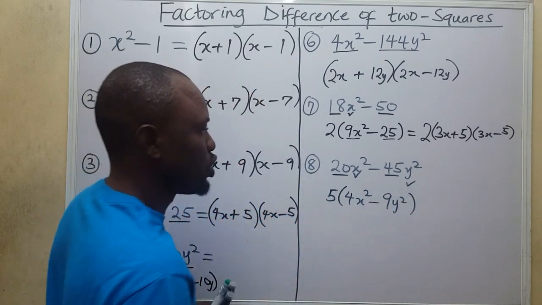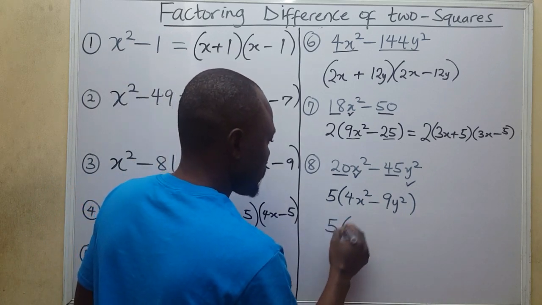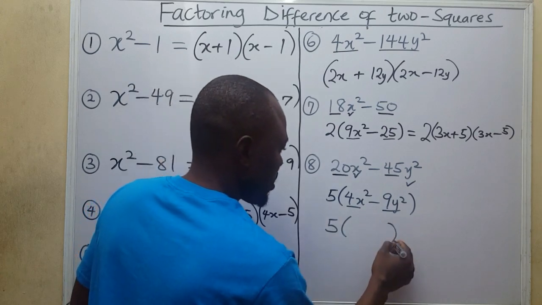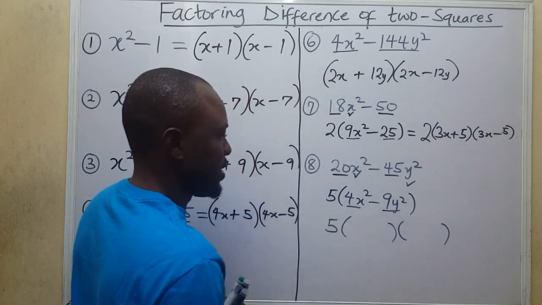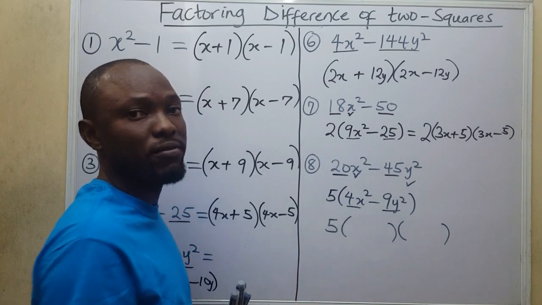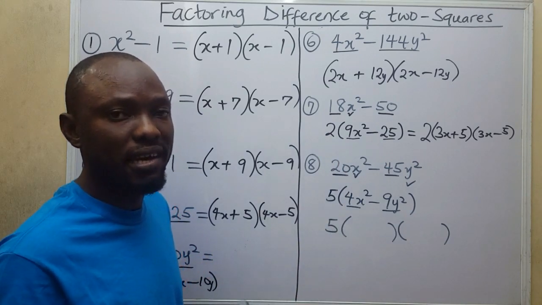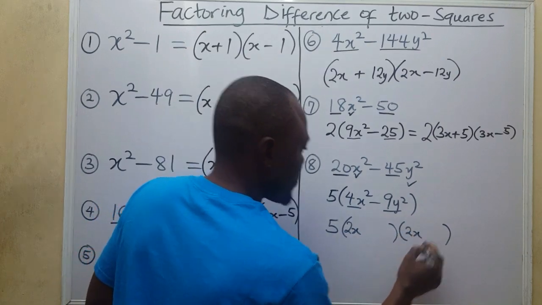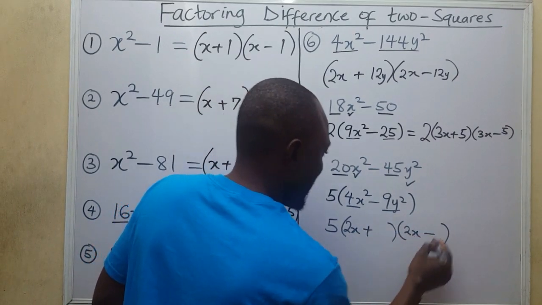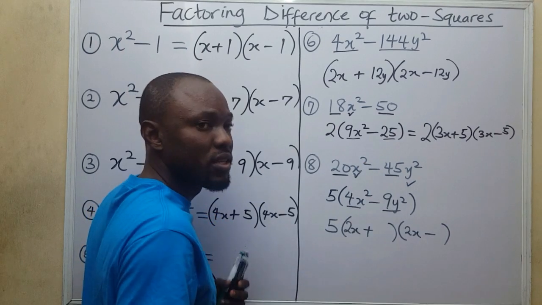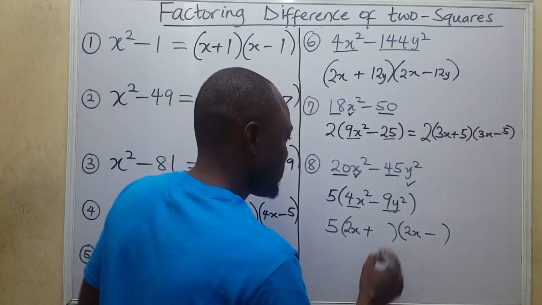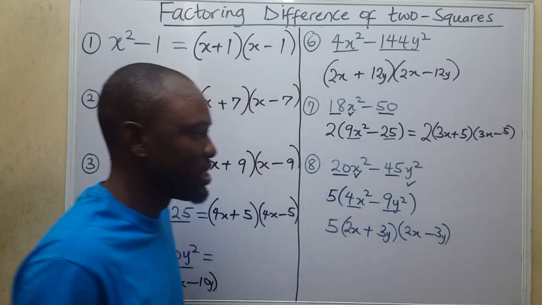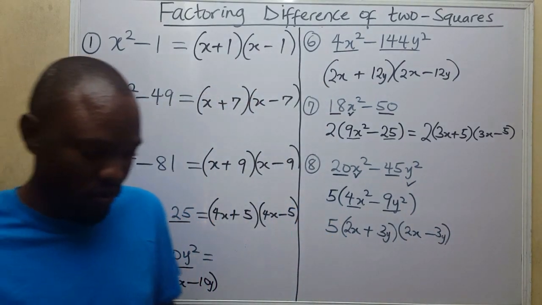Now the next thing I'm going to do is, because this is a perfect square and that is a perfect square, I'll have my parentheses, and then 4x squared simply means 2x multiplied by itself. So I have 2x here, I have 2x on the other side, plus, minus. 9y squared means 3y multiplied by itself. So I have 3y here and 3y there. So that's pretty simple. So this is how to solve problems on difference of two squares.